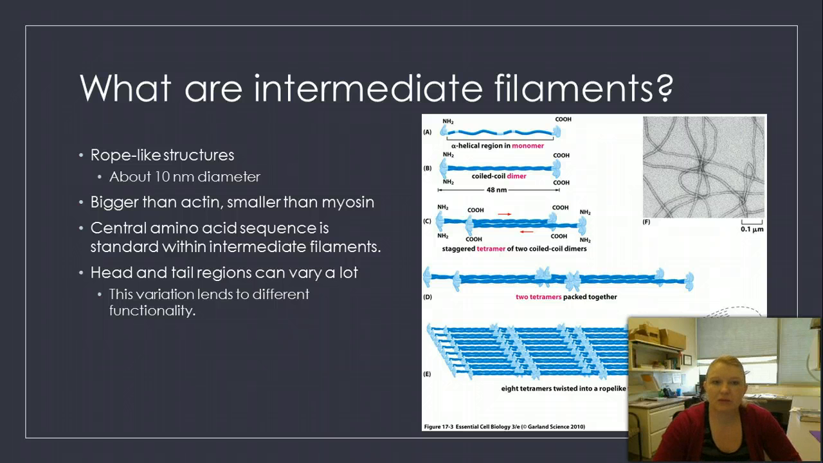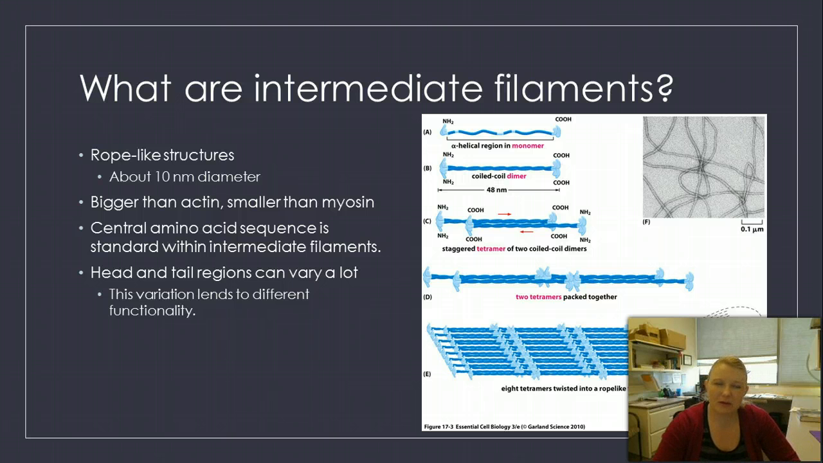So let's get into what are intermediate filaments. This is the first of the filaments we're going to talk about. The next 2 are in their own separate topics. So intermediate filaments, they're rope-like structures, and you can see a picture of that on this slide here. And as you can see, they have this central alpha helical region followed by 2 heads on either side. And these are bigger than actin and they're smaller than myosin, so they're kind of the intermediate, which is why they're called intermediate filaments. And you can see on the slide it says they're 10 nanometers in diameter.